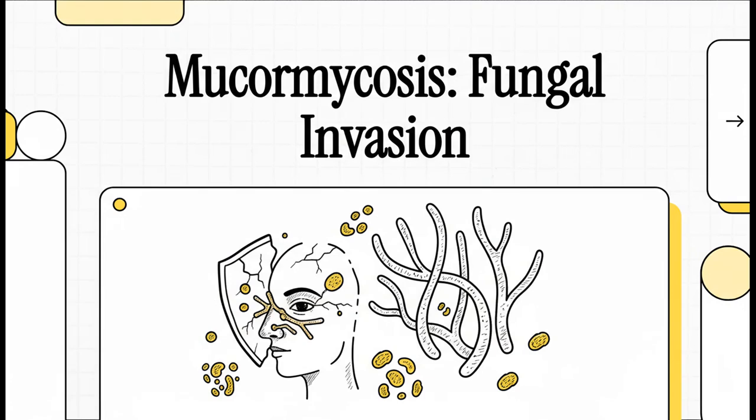Today, we're diving into a truly terrifying fungal invader. This is a pathogen that WHO actually calls a high-priority threat, and it strikes when our body's defenses are at their absolute lowest. This is the anatomy of mucormycosis.